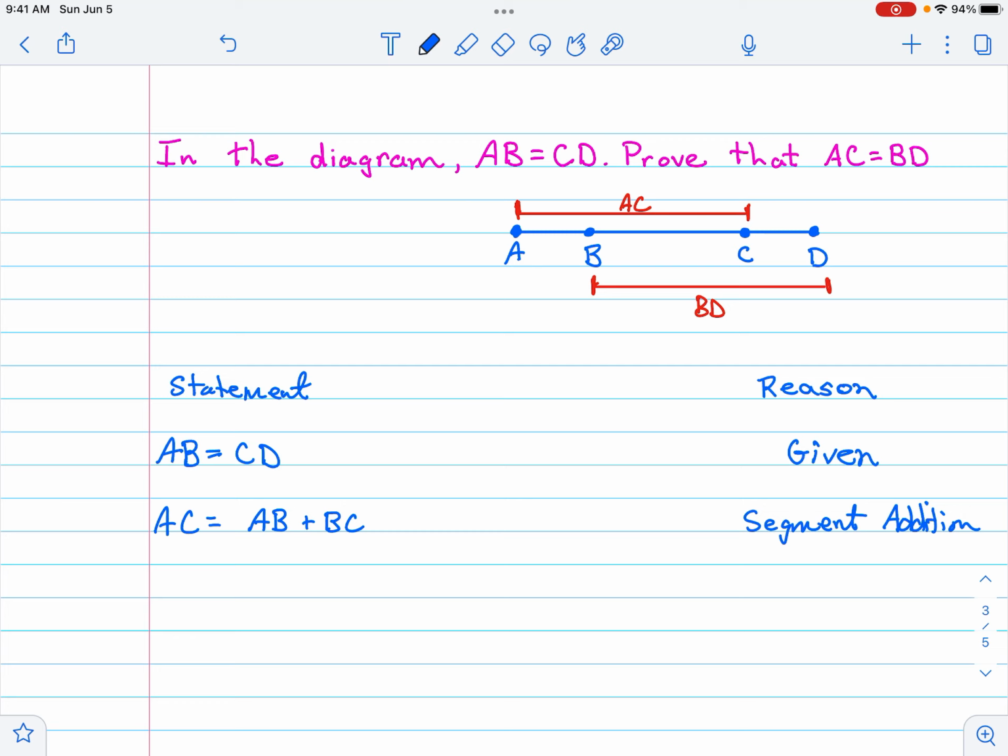Okay, cool. Now, let's talk about BD. So BD is equal to BC plus CD. Once again, segment addition.